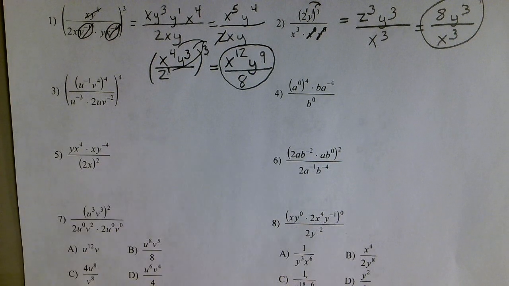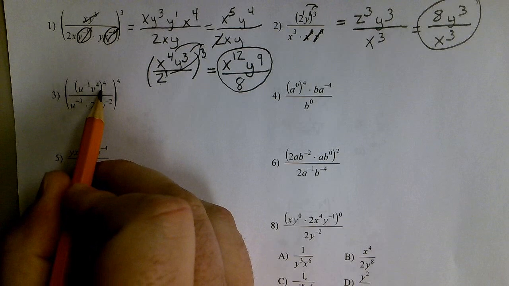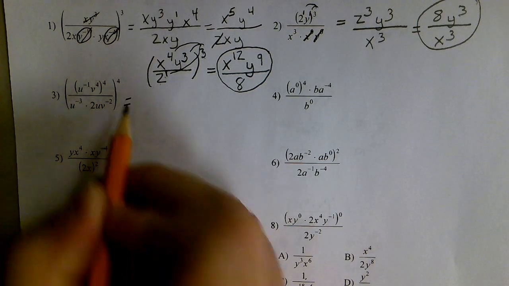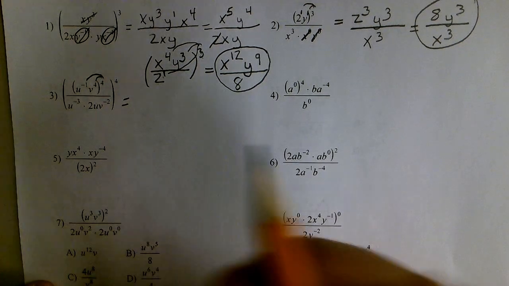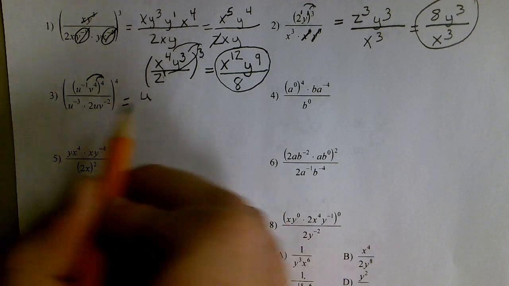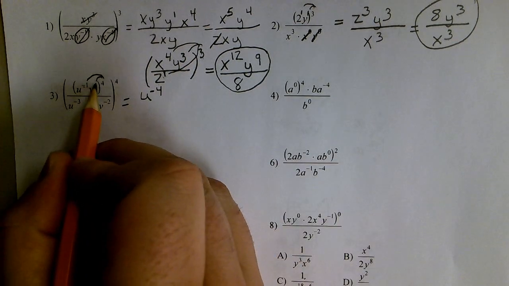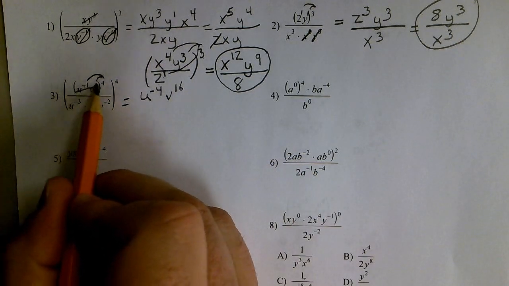All right, number 3 looks pretty intense. Let's check it out. So we've got some parentheses up top that we're going to have to take care of. Okay, so we're going to take care of that first. So I'm going to put my little equal sign here. I'm going to share this 4 here and here. Okay, so I'm going to have u to the negative 1 times 4 is negative 4, and then v to the 4th times 4 is v to the 16th. So that kind of takes care of this whole top part there.